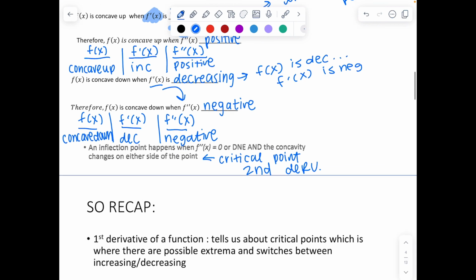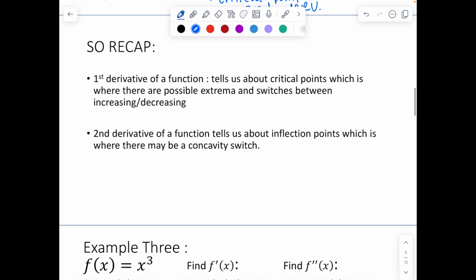So let's recap a couple things. The first derivative of a function tells us about critical points, which is where there are possible extrema and switches between increasing and decreasing. And the second derivative of a function tells us about inflection points, which is where there may be a concavity switch.